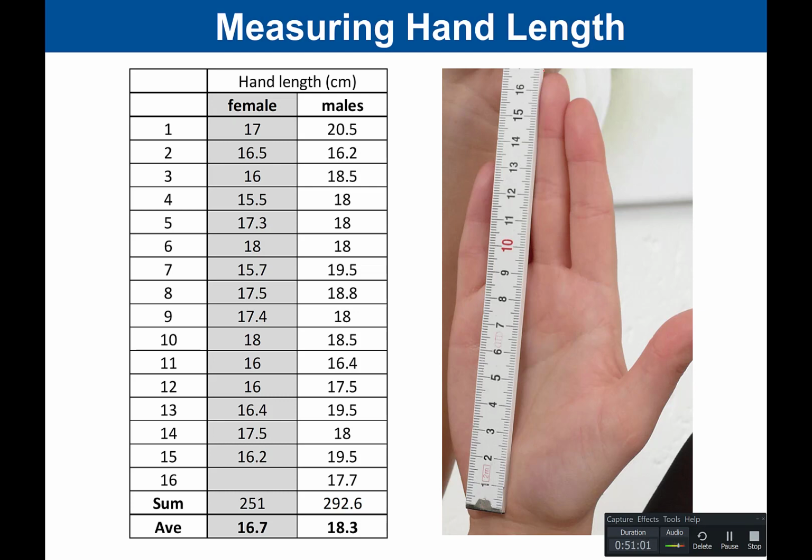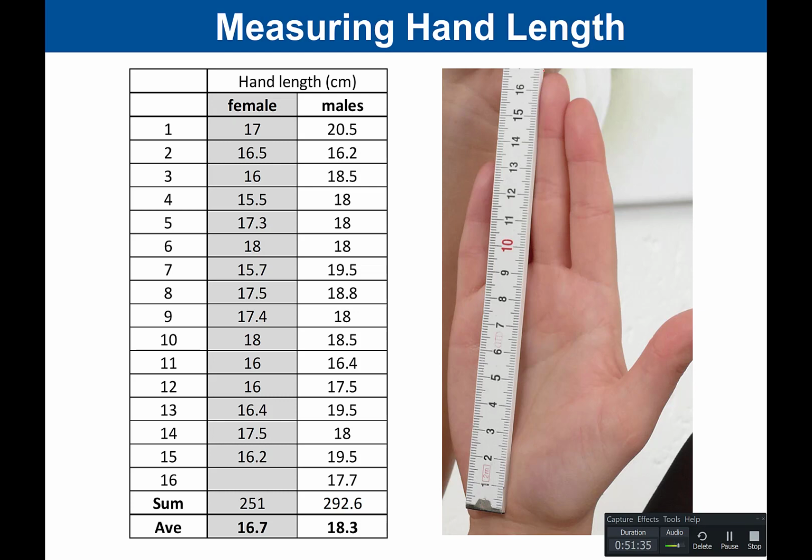So we had all the students in the class measure their hands, and then they brought their data up and we compiled class data. You're going to use this table to fill in the hand length data. For the females, student number 1 had a hand length of 17 centimeters. Another student had a hand length of 16.5 centimeters, and so on and so forth. And then the same was done for the males.